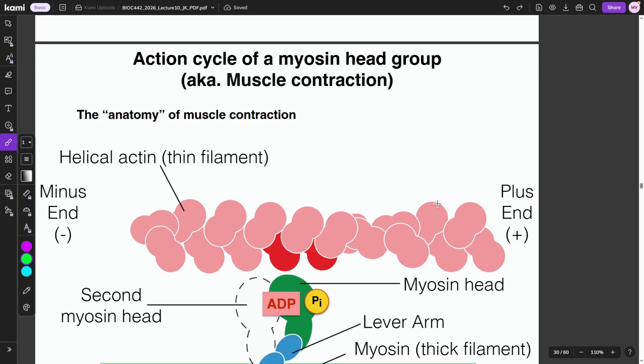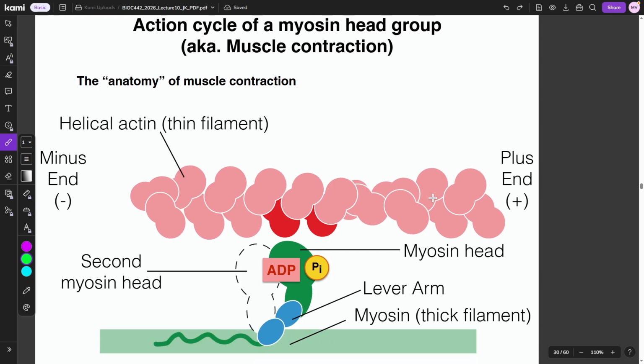So now we can actually get to talk about how myosin works a little bit. Again, we talked about actin. Actin has a binding site for myosin on it, and the myosin head specifically. So let's start with this.